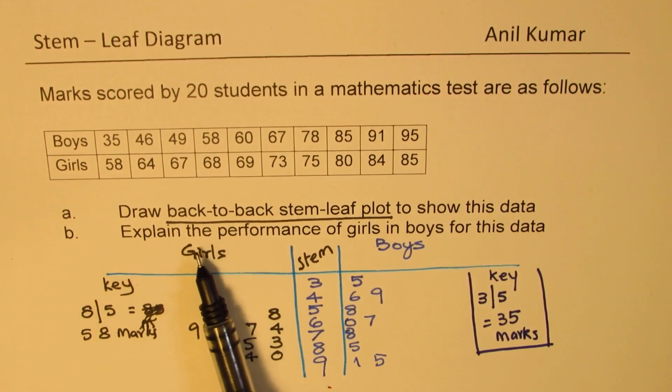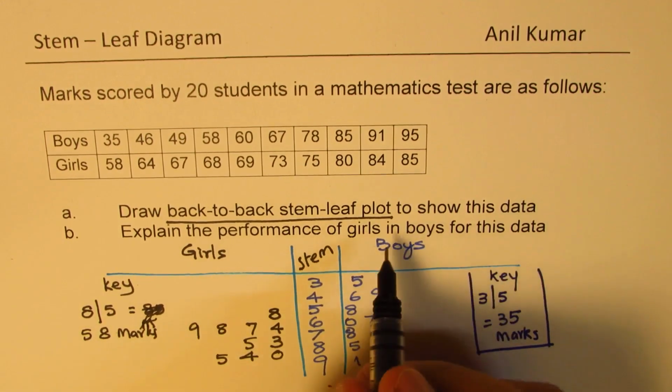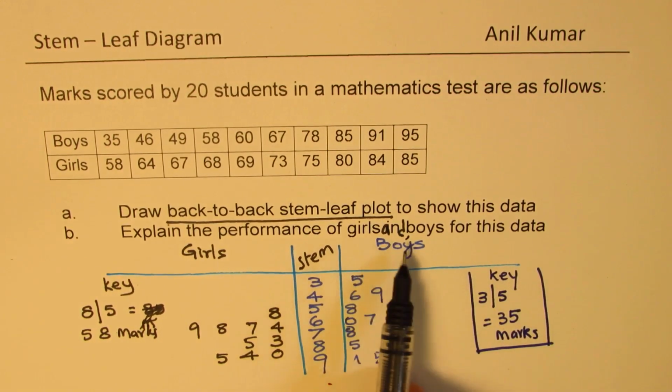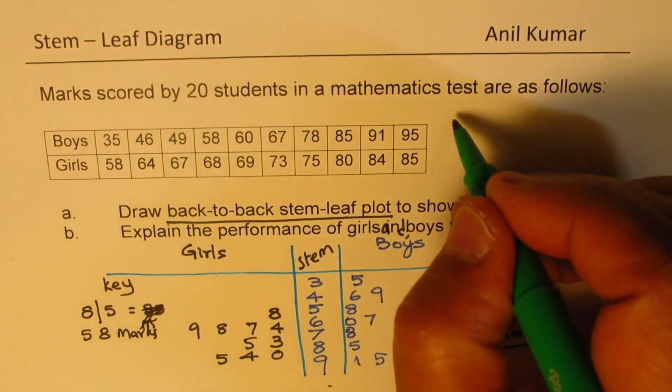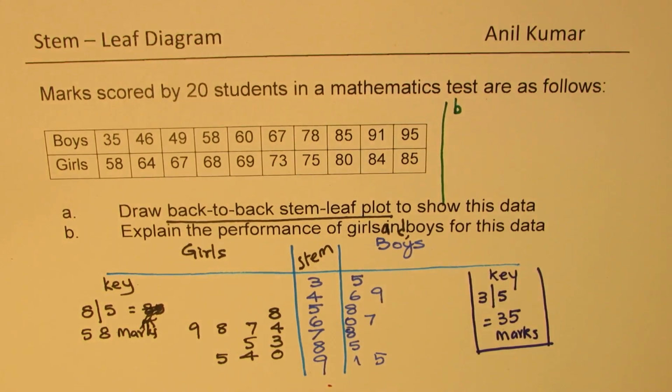Now part B is explain the performance of girls and boys for this data. So how do you explain this display of data? What does that explain to you? So one thing which we can always say is that the girls data is more concentrated, right? So let's answer part B here. So as far as the girls data is concerned, it is more consistent, right?